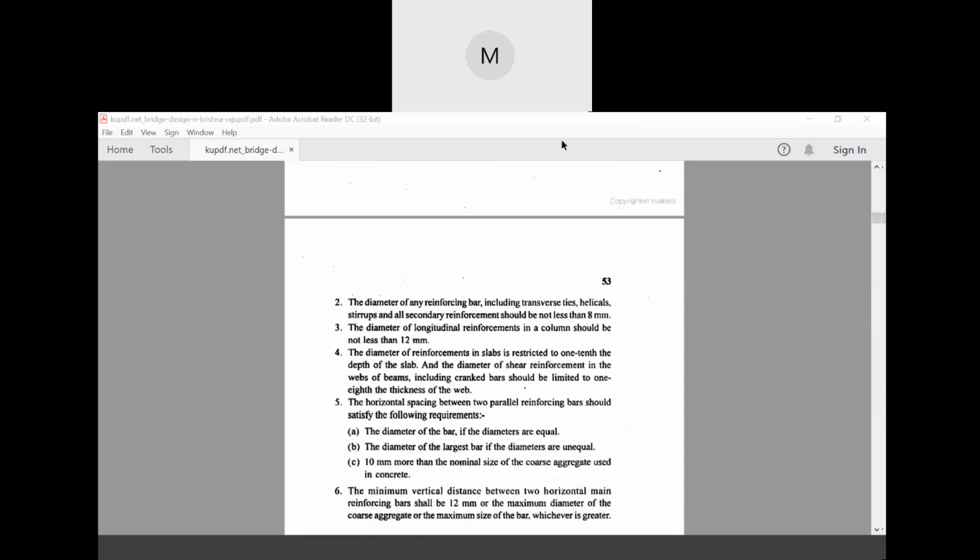The diameter of longitudinal reinforcements in a column should not be less than 12 mm. So these are certain specifications. The diameter of reinforcement in slabs is restricted to 1/10 of the depth of the slab, and the diameter of shear reinforcement in the webs of beams, including cranked bars, should be limited to 1/8 of the thickness of the web. The horizontal spacing between two parallel reinforcing bars should satisfy one of the following requirements.